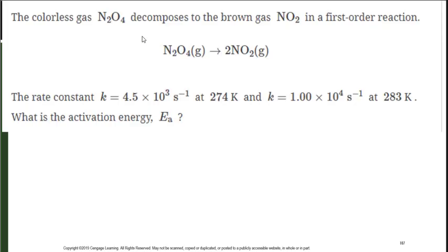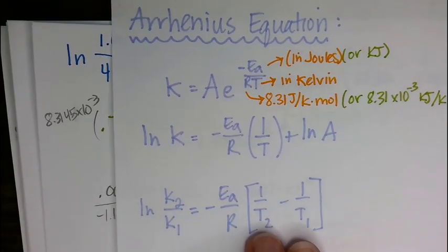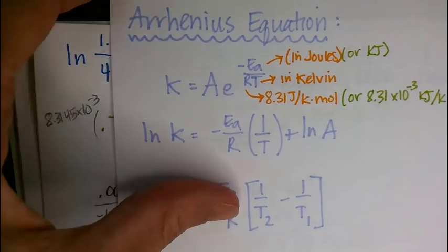This is our last sample problem. We have the colorless gas N2O4 decomposes to the brown gas NO2 in a first order reaction. We're told the rate constant at the temperature of 274, and we're told a rate constant at 283. What is the activation energy? Let's figure that out. Because I was given two different rate constants and two different temperatures, we're using our Arrhenius equations to solve for the activation energy.